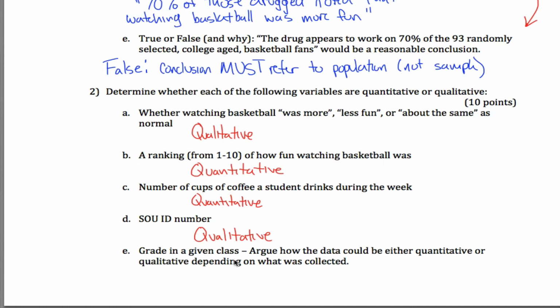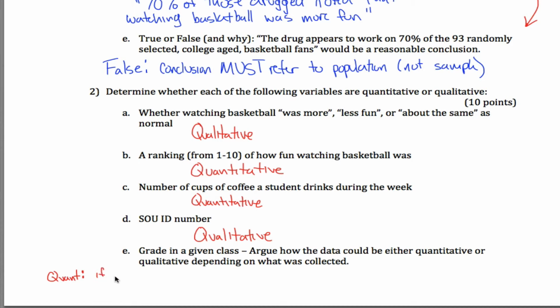And then finally, the grade in a given class. I claim that this is either one. You don't know whether this is quantitative or qualitative until you see the data. And that's what I want you to argue. Argue that it could be quantitative or it could be qualitative. Well, it could be quantitative. Quantitative, that's the one where we're talking about numbers, where the average makes sense.